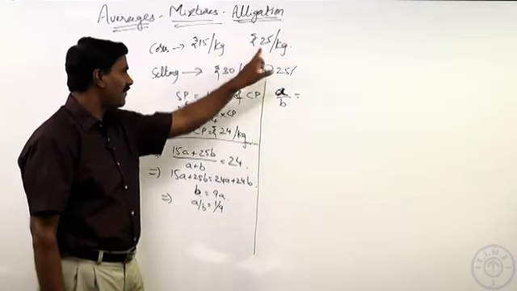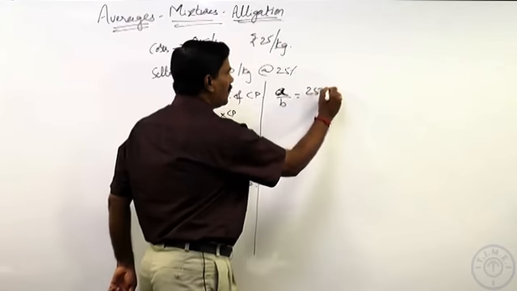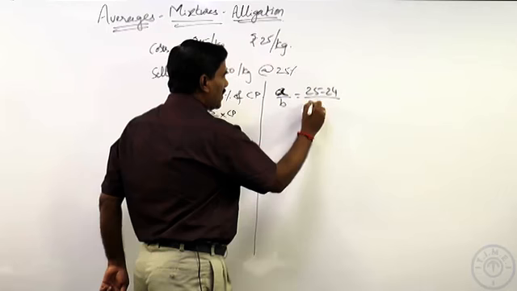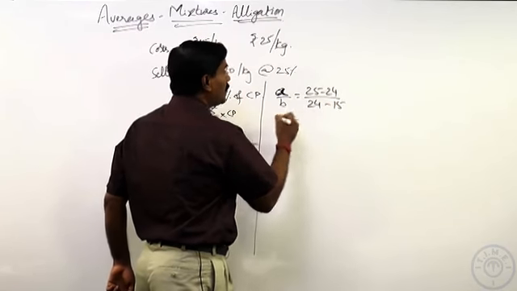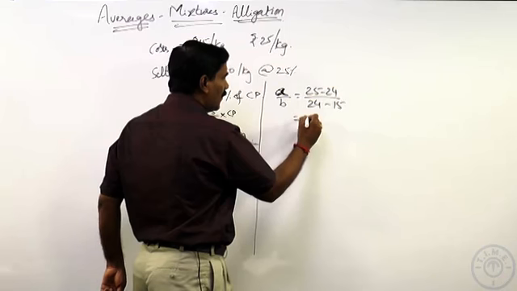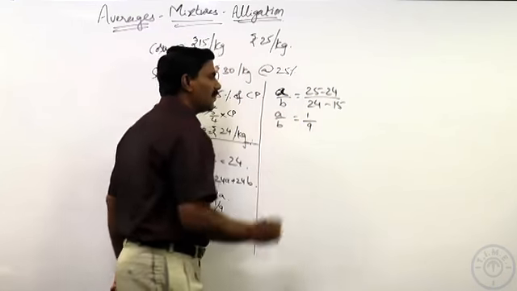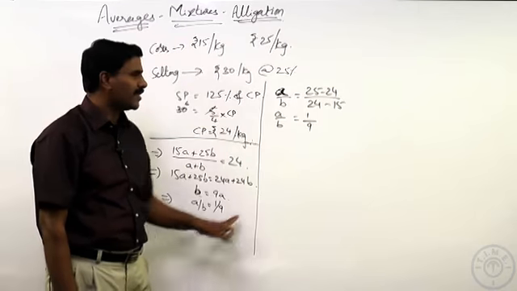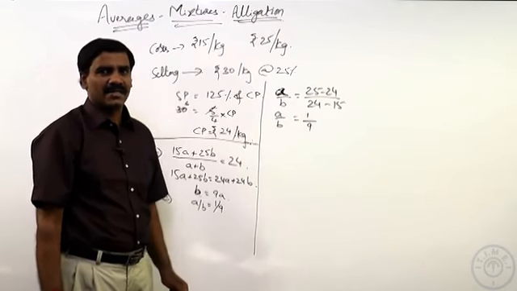Dearer price is 25, average price is 24. So 25 minus 24 by average price minus cheaper price. Cheaper price is 15, 24 minus 15. Or in other words, 25 minus 24 is 1, 24 minus 15 is 9. So the ratio of A and B is 1:9. So instead of going for this simplification, is this not much easier? So this is one more approach that we can use for answering the question.